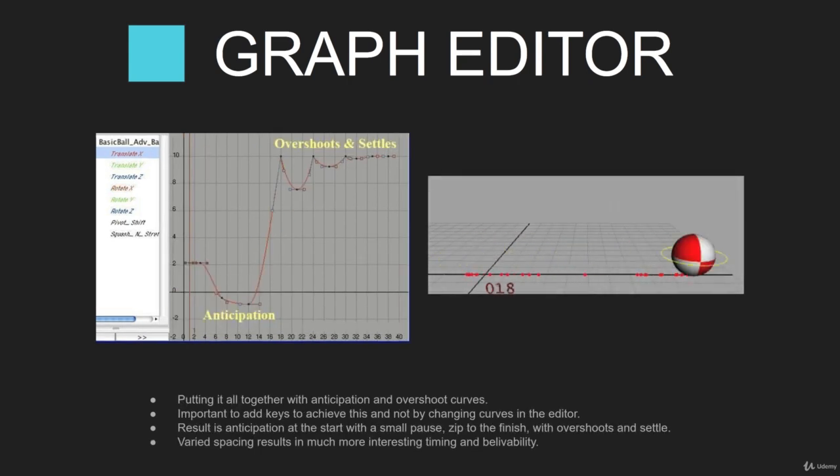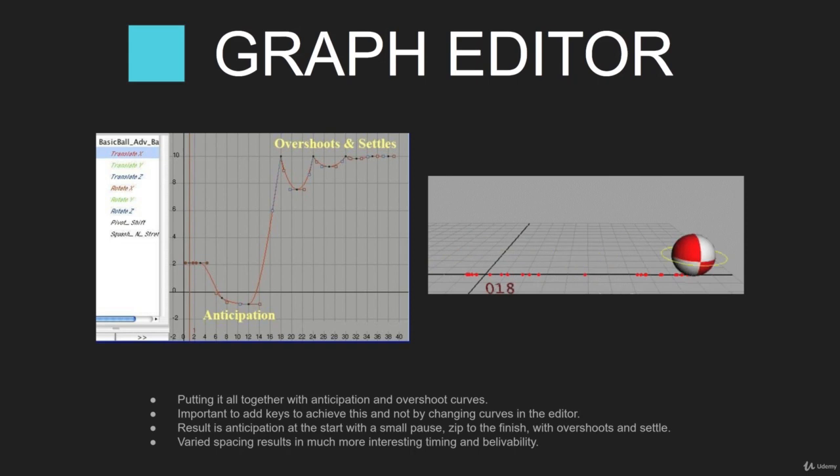Now, if we go a step further and add even more keys, what we can do is start to add some of these anticipations, overshoots, and settles that we learned about in the 12 principles of animation. Now, what we essentially have happening here is the ball is going backwards, anticipating, creating some extra momentum, and then it dives forward, creating this long curve that you see with that red dot in the middle, showing that the spacing is a lot faster in the middle.